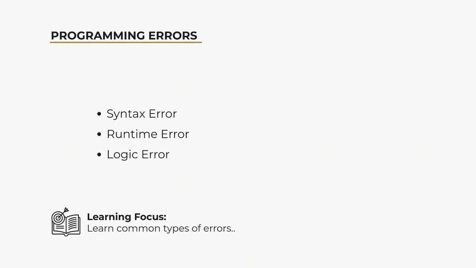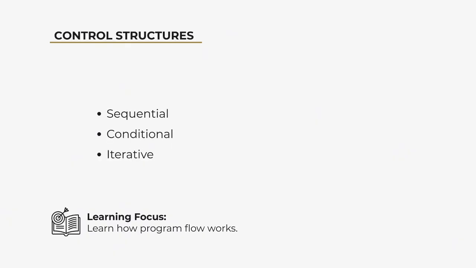Programming errors. There are three main types of programming errors: syntax errors, runtime errors, logic errors. Understanding errors helps debugging. Control structures. Control structures control program flow. Sequential runs step by step. Conditional makes decisions. Iterative repeats actions. They control how programs behave.